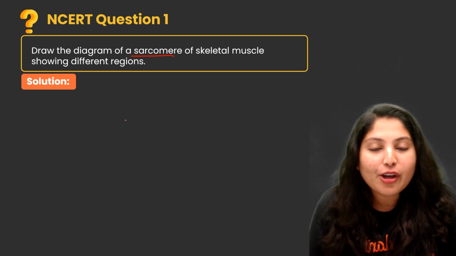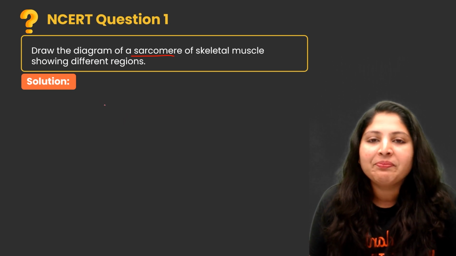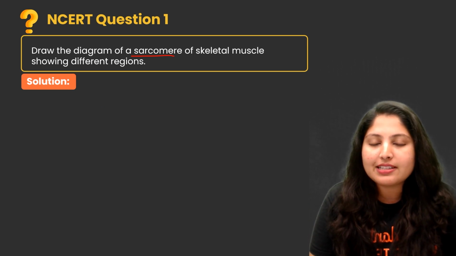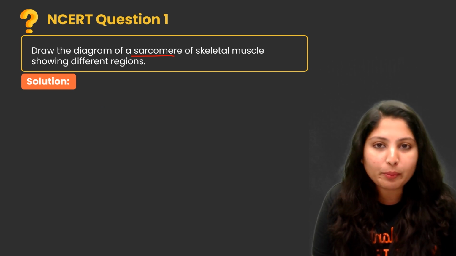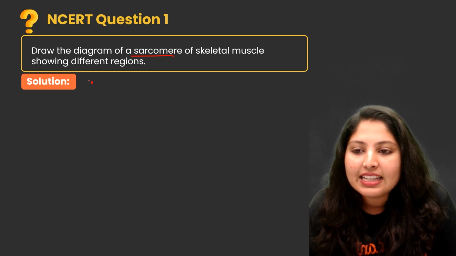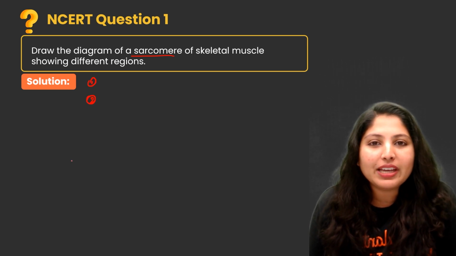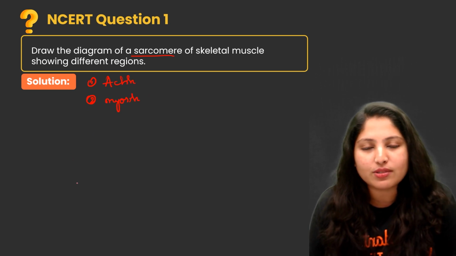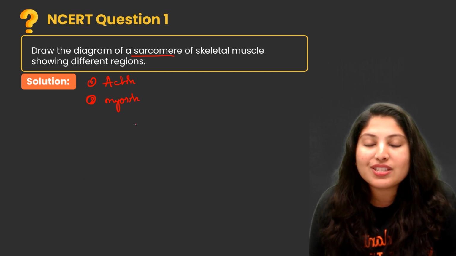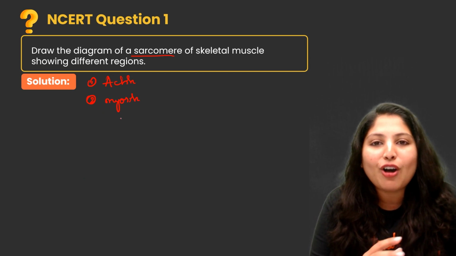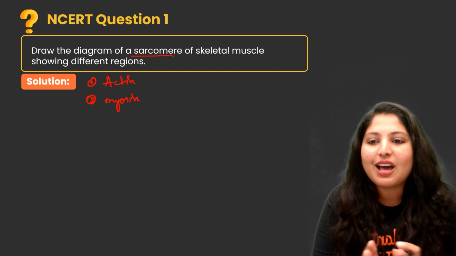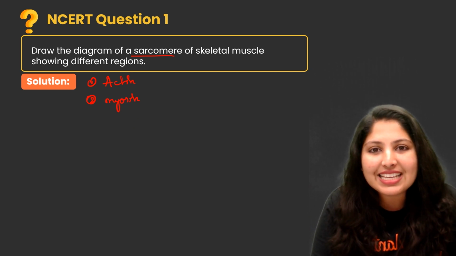So let's draw the sarcomere, but before that, what is the sarcomere made up of? There are two protein fibrils which help in the formation of sarcomere. What are those? Actin and myosin. This actin and myosin are arranged in a form to make a sarcomere. So let's discuss how this actin and myosin are arranged.